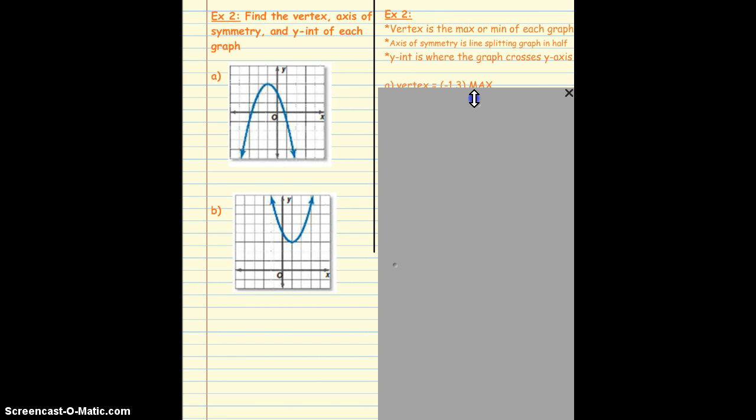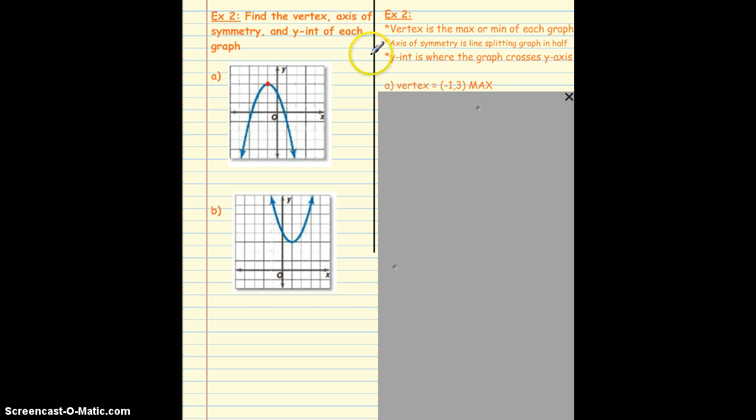All right, graph A. If we take a look at this graph, we are going to first find the vertex. The vertex is right here. It's right where the graph is at the top. Okay, it is a maximum because this is as high as it goes, and this point is at -1, 1, 2, 3. So our vertex is at -1, 3, and we want to state that it has a maximum.